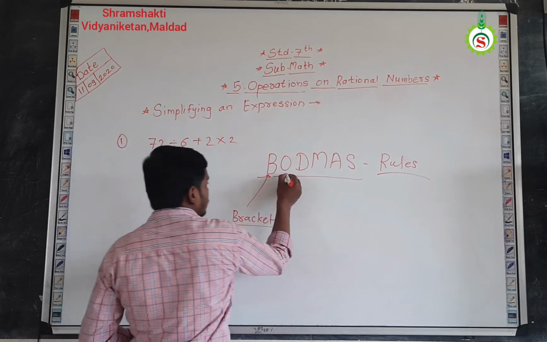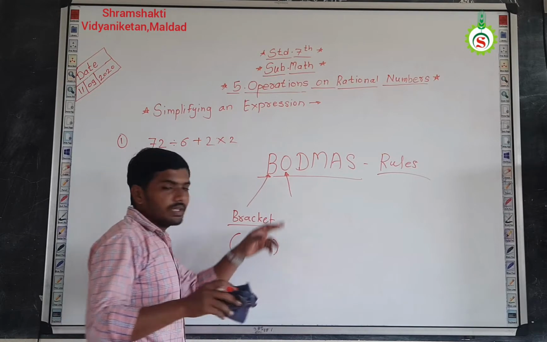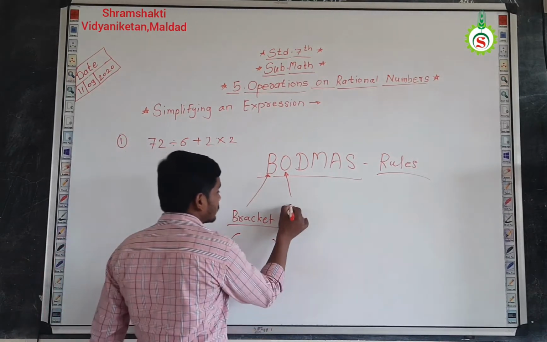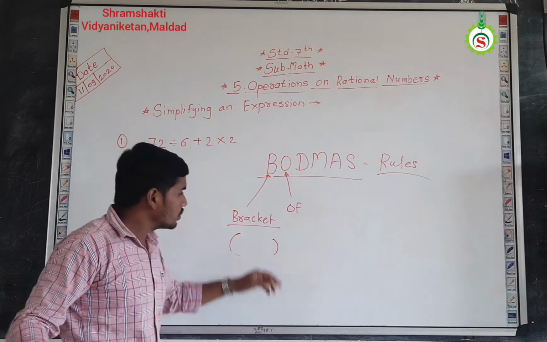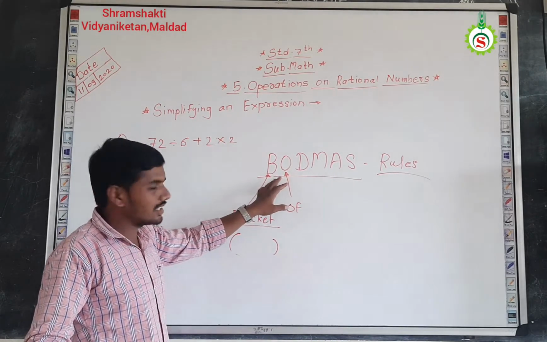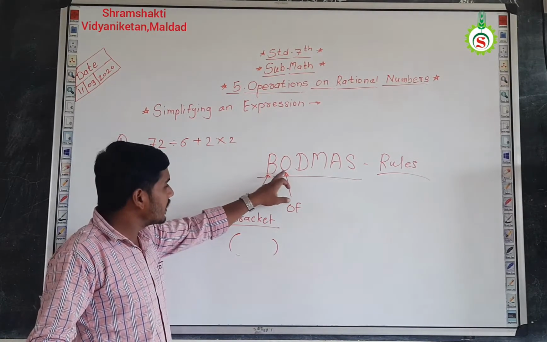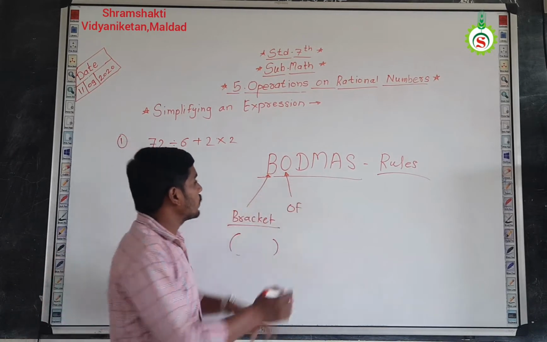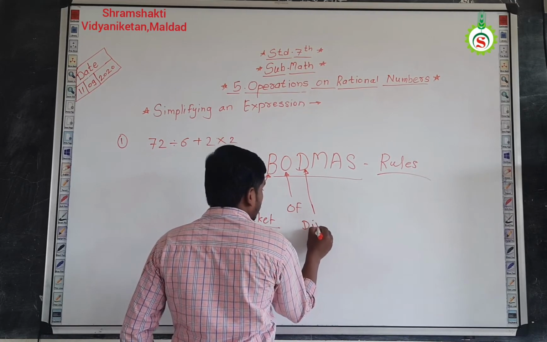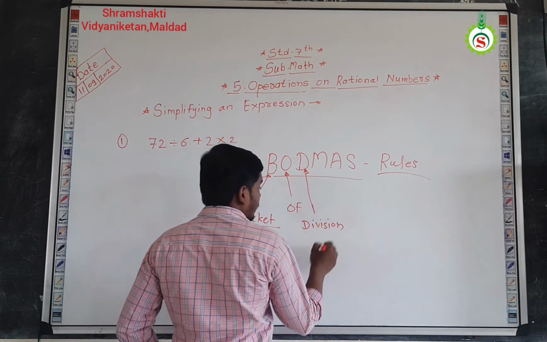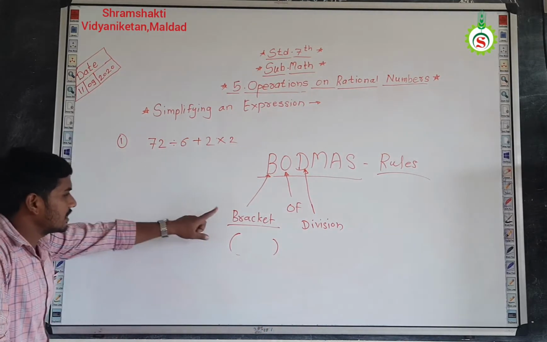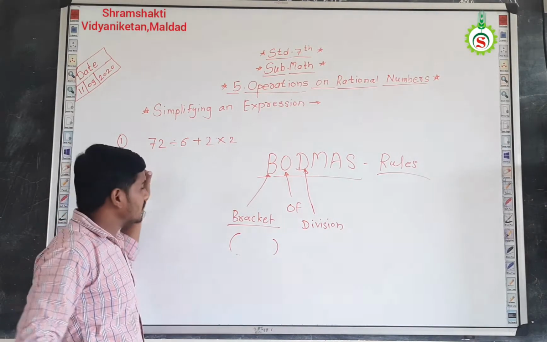Now we will see the next letter, that is O. O means of, bracket of. You have to take the meaning of O as "of". It is not an operation, it is only for the meaning. So BO means bracket of. Now D means division.